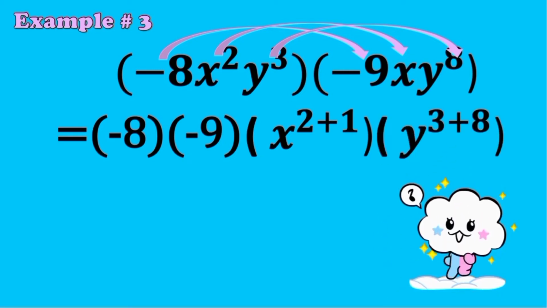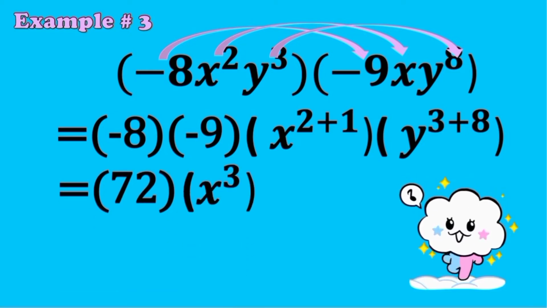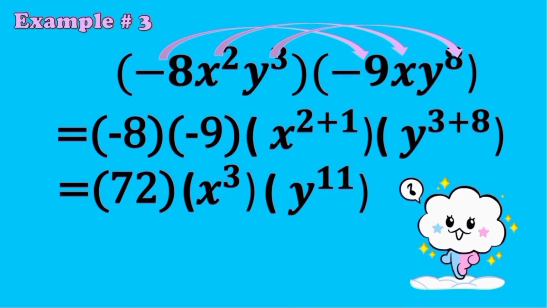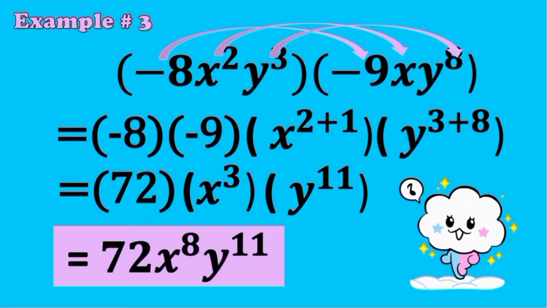Now let's simplify. Negative 8 times negative 9 is 72. For x, we have x cubed. And for y, we have y to the 11th power, giving us the final answer of 72 x to the 8th power y to the 11th power.